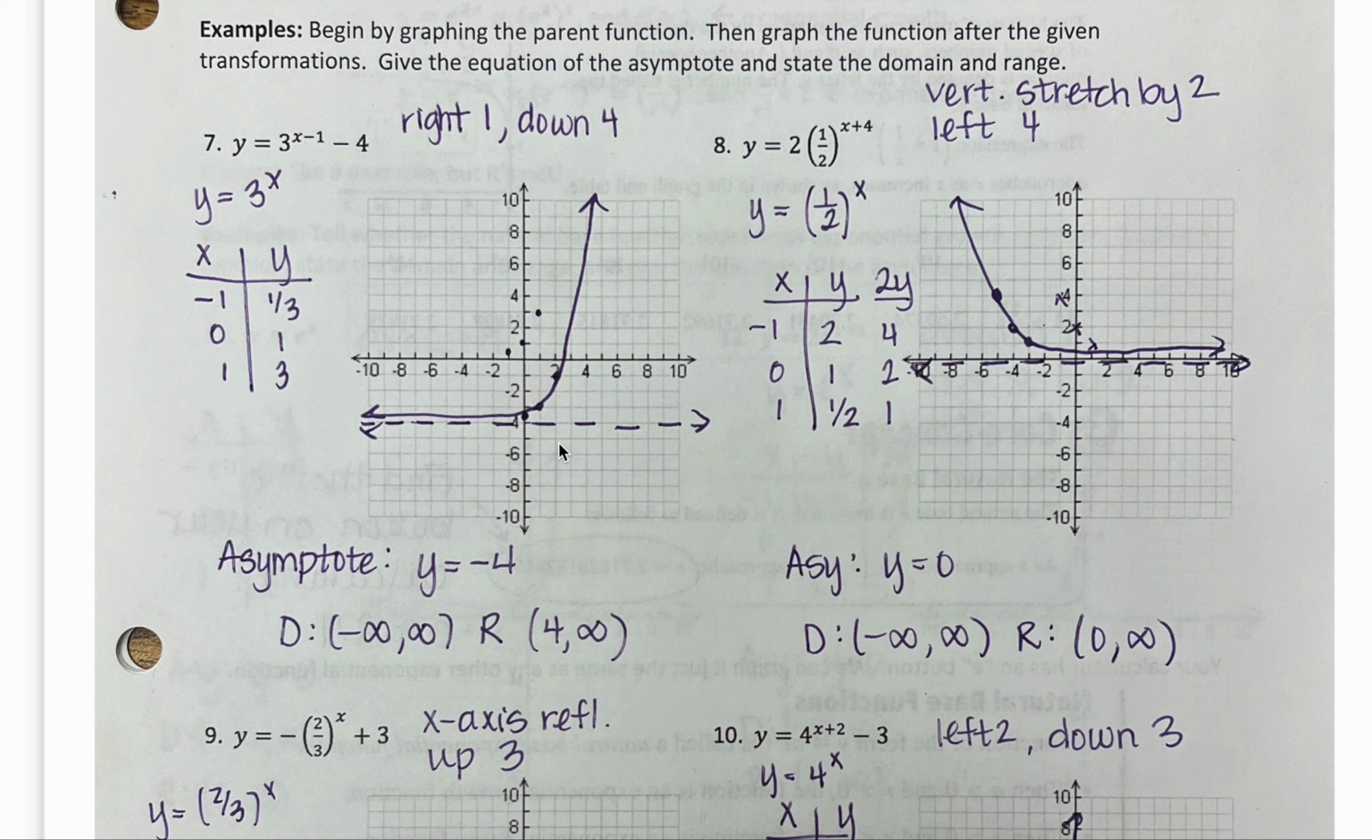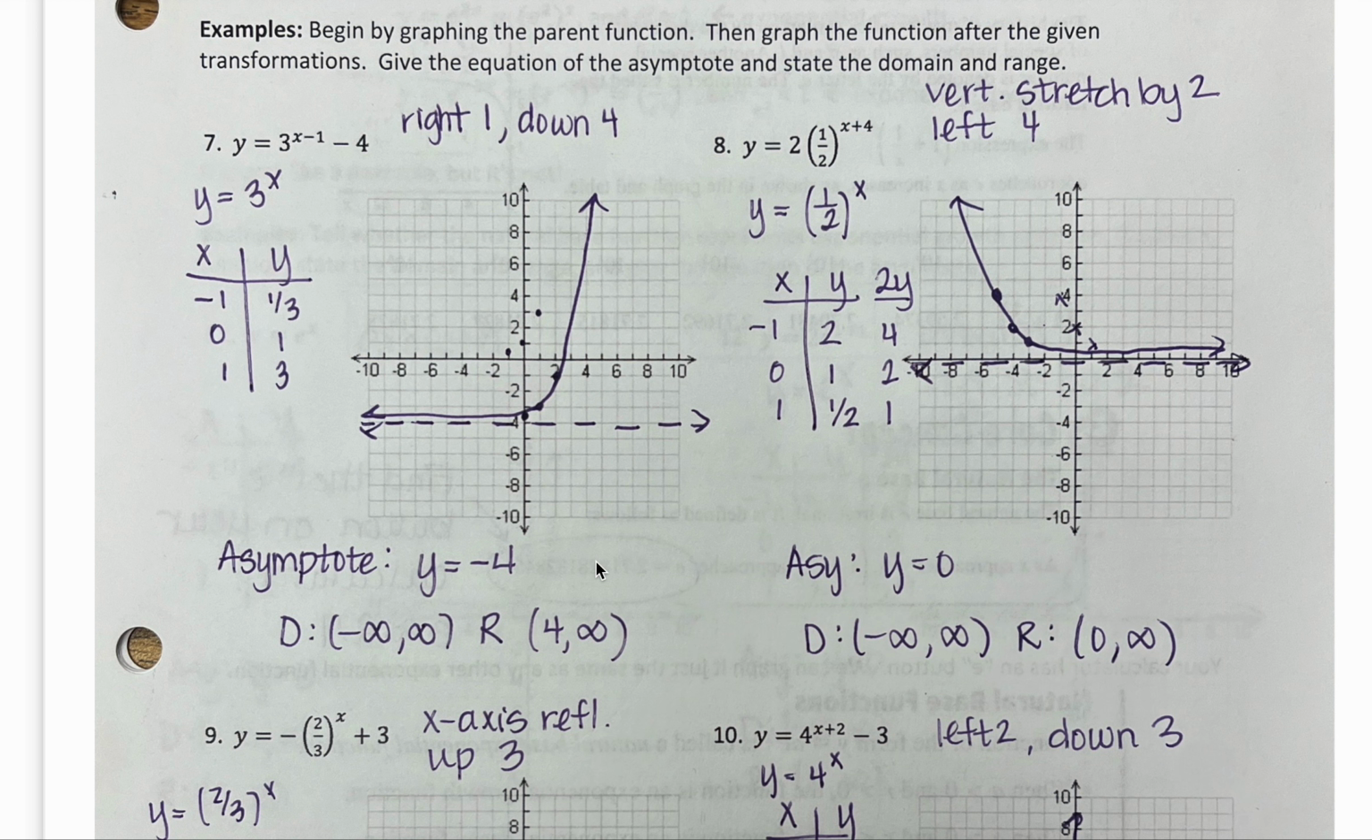But the range here now is going to start at 4 and go to infinity. But 4 is not included because it can't touch the asymptote. It's going to get right up next to it, but it'll never touch it. So that's why we want either parentheses on the 4, or you can say y greater than negative 4. Oh, and that should be a negative 4 on there, not a positive 4.